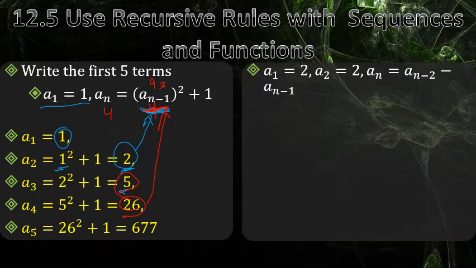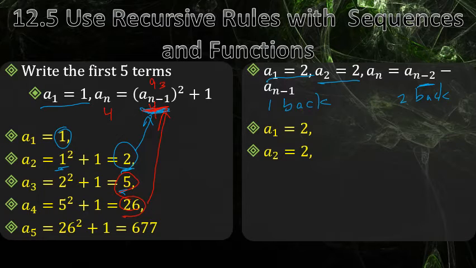Let's try another one. Well, the a1 is 2. Oh, look at this. They told us a2 also. Now, over here, though, for the a_n equals a_(n-2) minus a_(n-1), n minus 2 means 2 back. And a_(n-1), so that's 1 back. So 2 back would be the 2, and the 1 back would be the other 2. So it'll be 2 minus 2. It's 2 back minus 1 back.